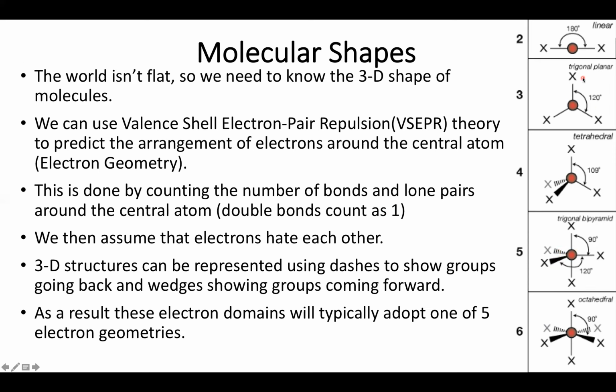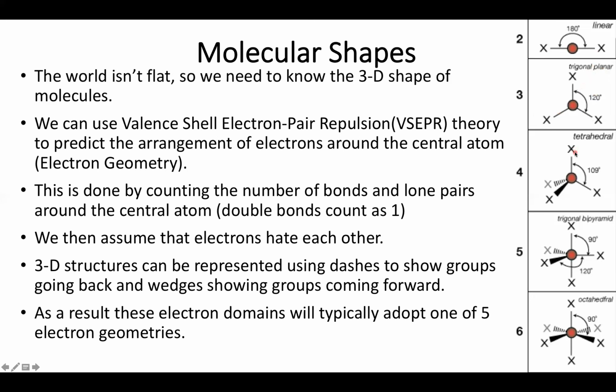So if I only have 2 substituents, this is going to be linear because those 2 groups are going to want to be as far away from each other as possible. If you have 3 substituents, then in order to be as far away from each other as possible, they all have to be equidistant in a plane. That way, they stay all very far away from each other. This gives a trigonal planar, 3 groups in a plane, fairly straightforward.